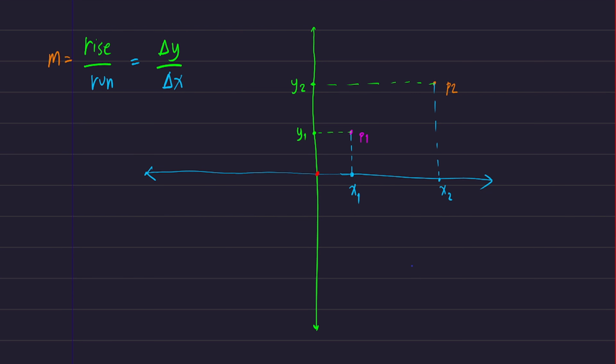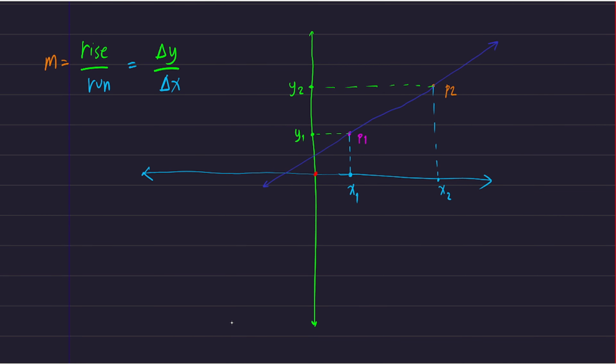Notice na makakabuo tayo ng straight line sa pagitan ng P1 and P2 katulad nito. Wait lang, hindi straight. P1, then P2. And then, kaya nating i-extend yung line dito. And then, doon sa kabila. So, we have our line now.